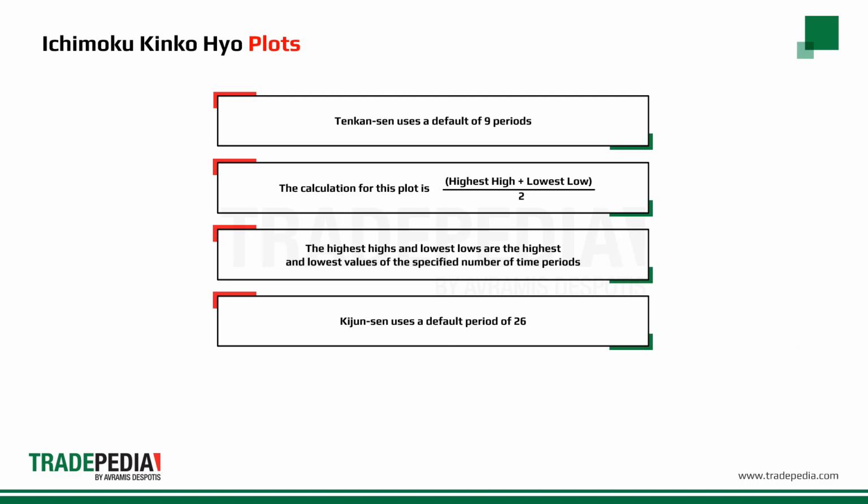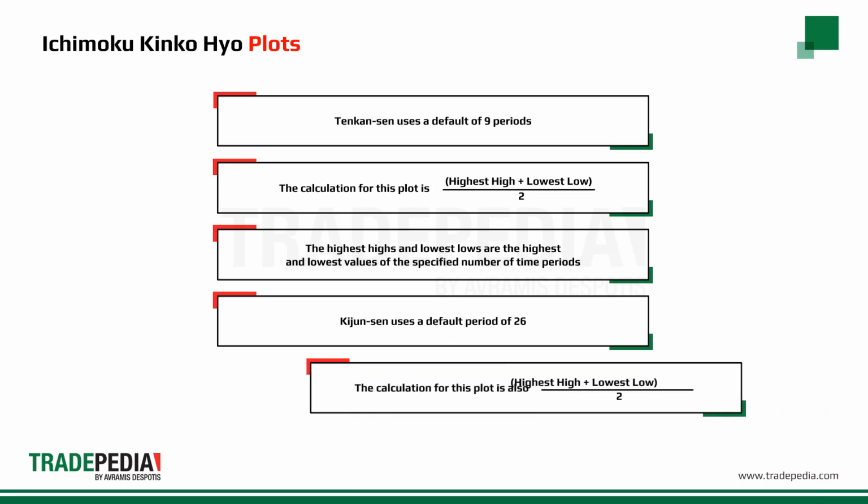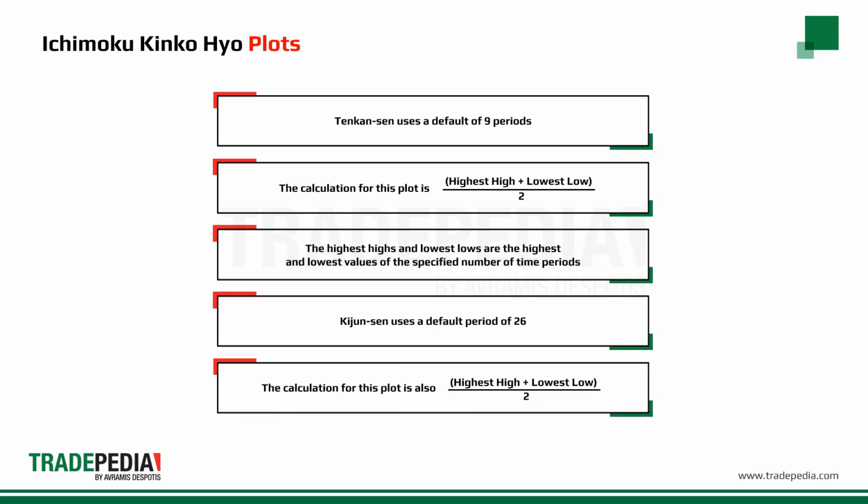The second plot is the Kijun-sen, which uses 26 periods. To calculate it, add the highest high and lowest low for the last 26 periods and divide them by 2.